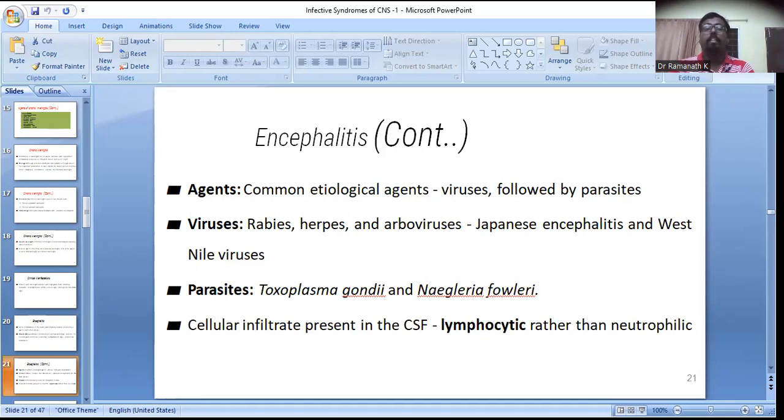Here, it is mainly produced by viruses followed by parasites. Viruses include rabies virus, herpes virus, and arboviruses. Examples include Japanese encephalitis and West Nile viruses. Parasites producing infections include Toxoplasma gondii and Naegleria fowleri, which is a free-living amoeba. Since encephalitis involves viruses and parasites, you cannot observe neutrophils much. Here lymphocytic findings will be more in the CSF than neutrophils.